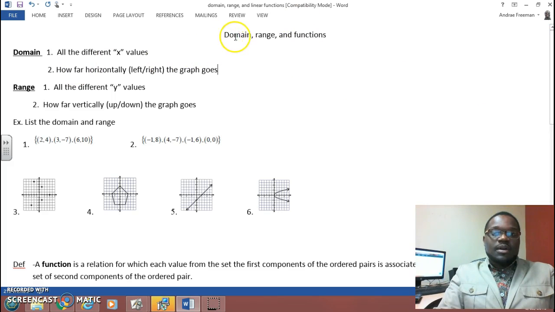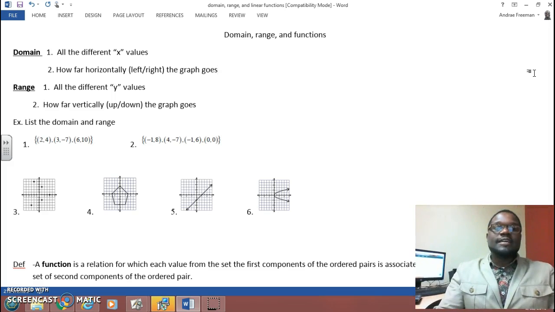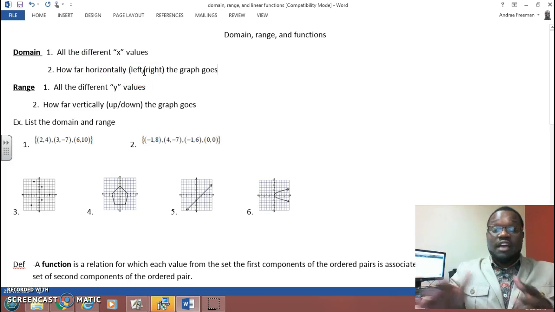This set of notes is talking about domain, range, and functions, and different types of functions. And so let's talk about domain and range because it comes up quite a bit. This is true not just in Algebra 1, but in all the maths. They ask about domain and range, and it comes up from time to time. And so we really need to understand. Domain is all the different x values, or another way to look at it is how far horizontally, left or right, a graph goes.